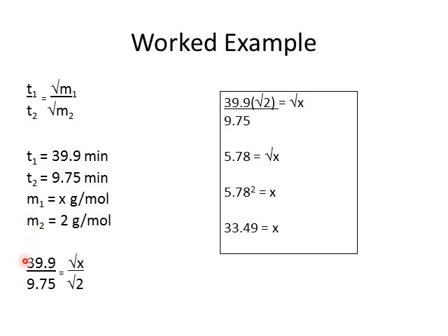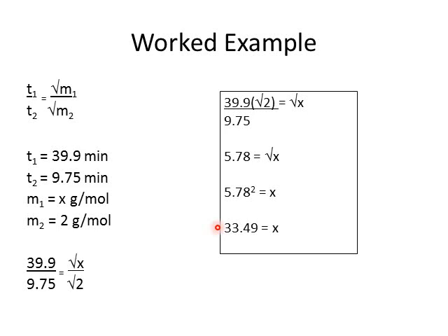So I end up at 39.9 divided by 9.75 is equal to the square root of X divided by the square root of 2. I then transpose that formula so that I end up with root X on its own as my unknown and all my knowns to the other side. When I put those knowns into the calculator, I end up with 5.78 is equal to the square root of X. But remember, I don't want the square root of X. I want X. In order to get X, I must square both sides. When I do that, I end up at 5.78 squared is equal to X, and 5.78 squared gives me 33.49, and that's equal to X.